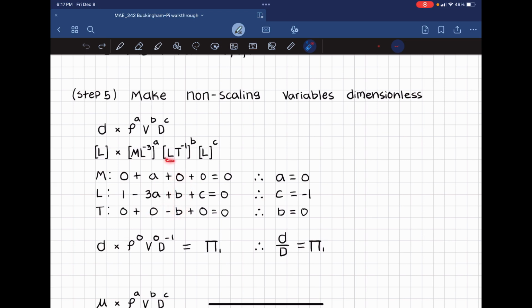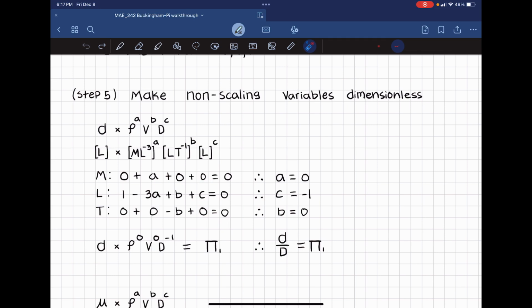And we do have an L, that's power 1, so we're going to write plus b here. And we have a T to the power minus 1, so we're going to write minus b. And then finally, for our diameter D, which is dimension length, we don't have an M term, we don't have a T term, so that's going to be 0. And this is also going to be 0. For the L, we're going to write it as plus c.